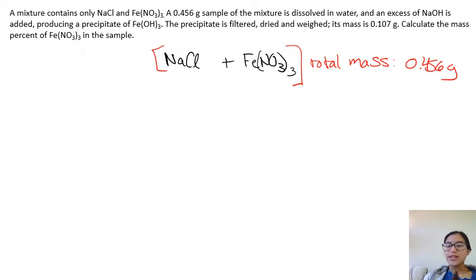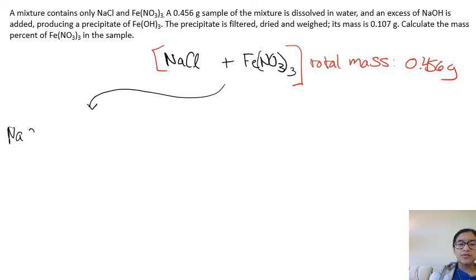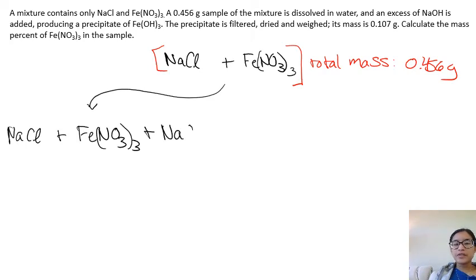Now, we're told that this mixture is dissolved and then it reacts with sodium hydroxide. So essentially we've got this mixture here going down, and then we've got our sodium chloride plus the iron nitrate plus sodium hydroxide. So we're reacting all those together and we produce a precipitate. They actually tell you what the precipitate is. It's iron hydroxide.